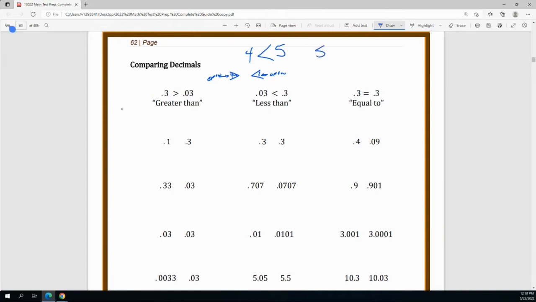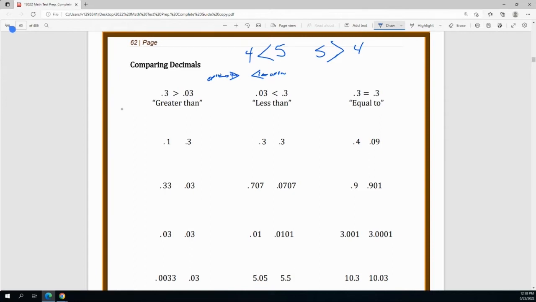Now, if these numbers were reversed, where the 5 was on the left and the 4 was on the right, well, the symbol would have to change directions too, because the bigger number is on the left side. So the symbol would actually change directions also. And now it shows that the 5 is bigger than the 4.